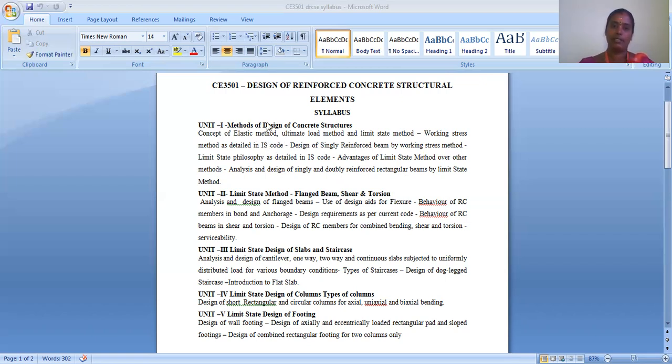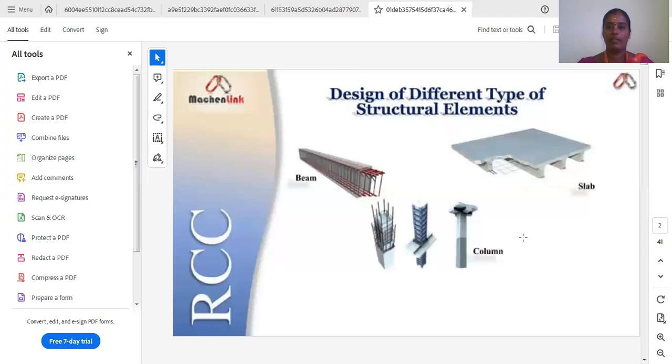Here you can see the concept of elastic method. So in design, commonly there are three methods. What are all the method names? In the second slide, okay, that you can see. Here you can see design of different types of structural element.